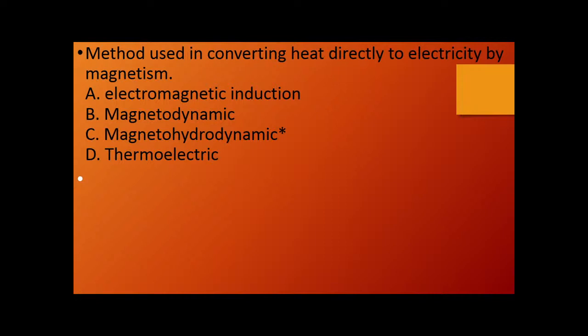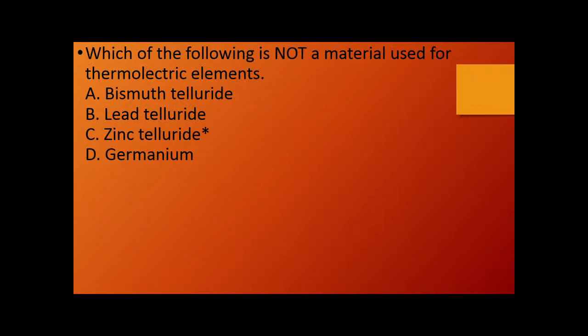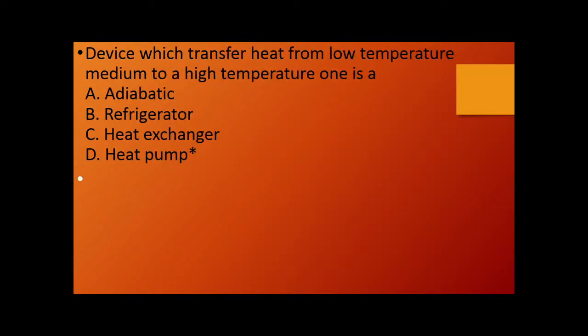Method used in converting heat directly to electricity by magnetism. Answer: magnetohydrodynamic. Higher heating value when water in the product of combustion is in, answer, liquid form. Which of the following is not a material used for thermoelectric elements? Answer: zinc telluride. Device which transfers heat from low temperature medium to a high temperature one is a, answer, heat pump.